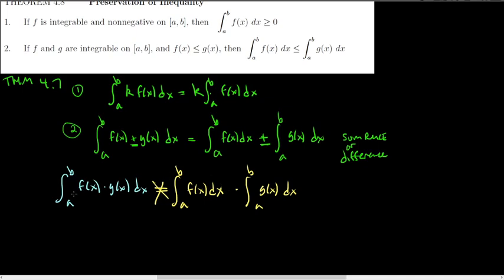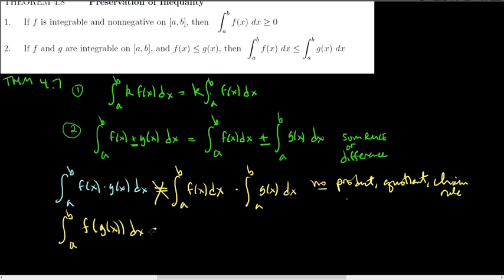In some sense, areas don't multiply. If you have the area under two different functions, you don't multiply the areas. You can add them or subtract them, but you can't multiply or divide. So there's no product rule, no quotient rule, and even though it doesn't make sense here, no chain rule either. In other words, there's no rule for what to do when you have f of g of x. How do I calculate that in terms of f and g?